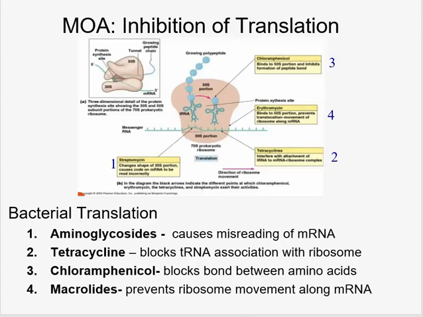And then macrolides go on and block the movement of the mRNA and ribosome, so that sliding can't happen where the ribosome can move down the mRNA to read it. That movement doesn't happen, so it's basically kind of glued in place.